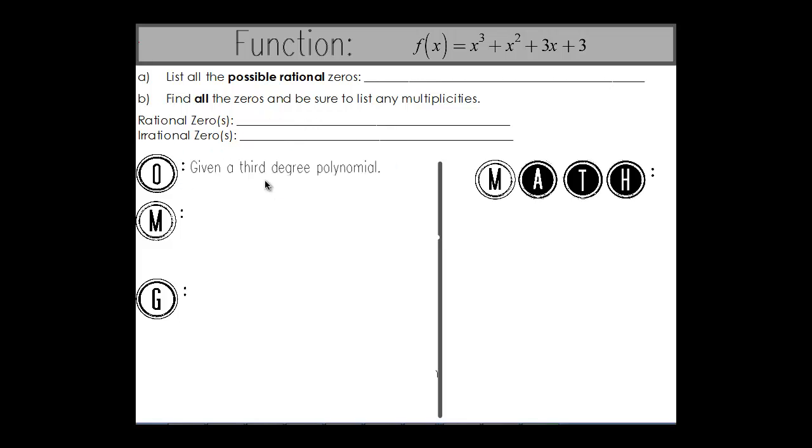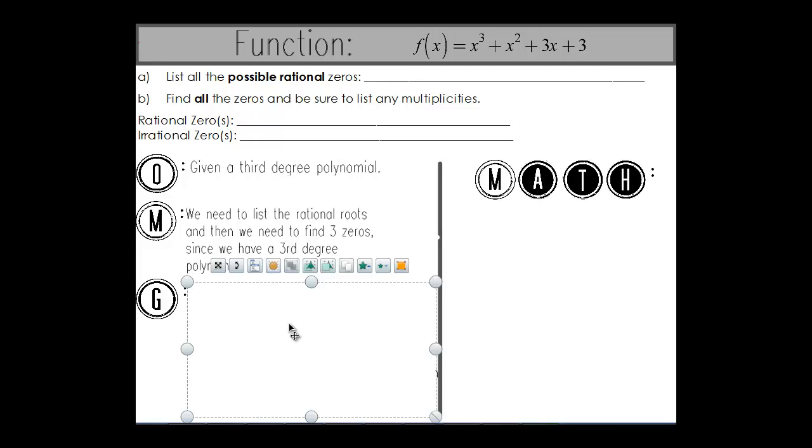The first thing we observe is that we're given a third-degree polynomial. Our mission is to find the zeros of this polynomial. Since we're given a third degree, we should know that we're going to have 3 zeros for this polynomial.